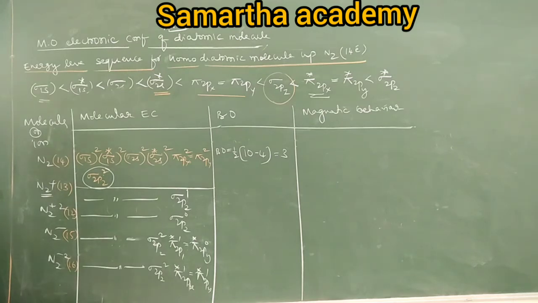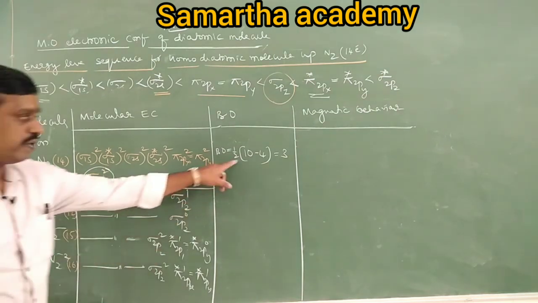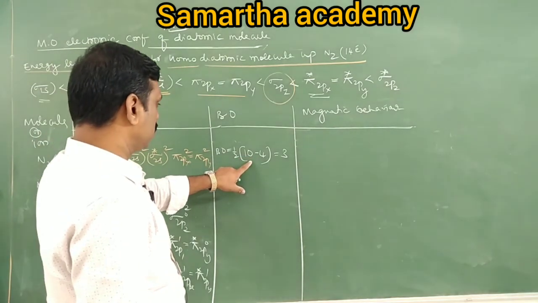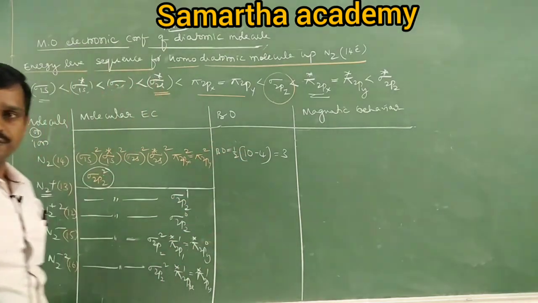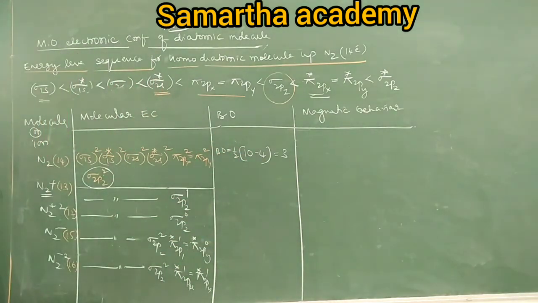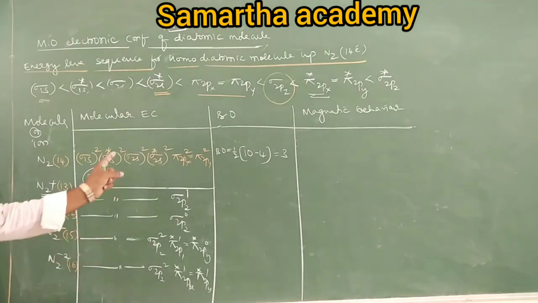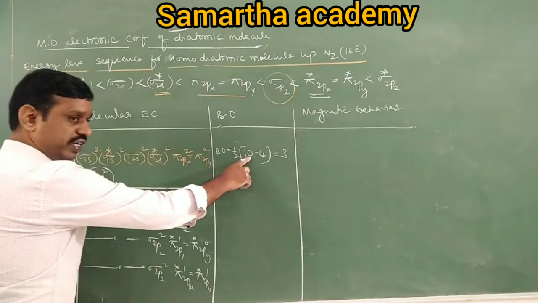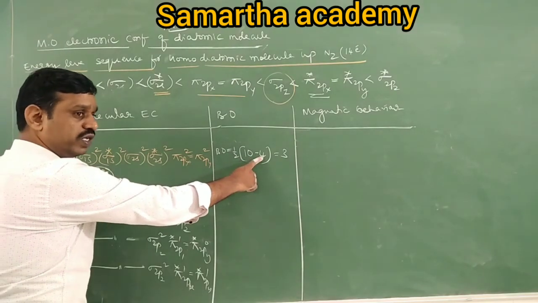There are some questions based on how many bonding electrons and how many anti-bonding electrons. Remember, nitrogen has 10 bonding. How many anti-bonding? 4. So 10 minus 4 is 6, 6 by 2 is 3. So they ask directly how many bonding and how many anti-bonding. They also ask how many bonding pairs and anti-bonding pairs. 10 electrons means 5 pairs. Here 4 means 2 pairs.